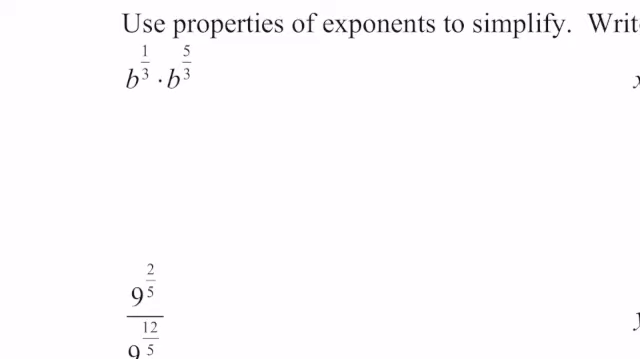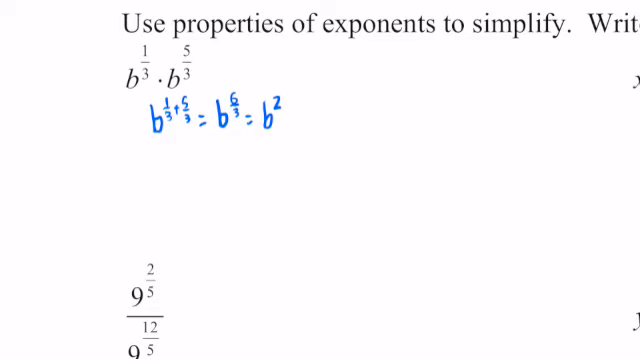Let's work on using some of the properties of exponents that we know to simplify expressions that have fractions in the exponents. For b to the 1/3 times b raised to the 5/3, here we have two exponential expressions multiplied together that have the same base. We know that what we need to do is add the exponents, b raised to the 1/3 plus 5/3. 1/3 plus 5/3 is 6/3. And 6/3, 6 divided by 3 is 2. So our final answer here would be b squared.